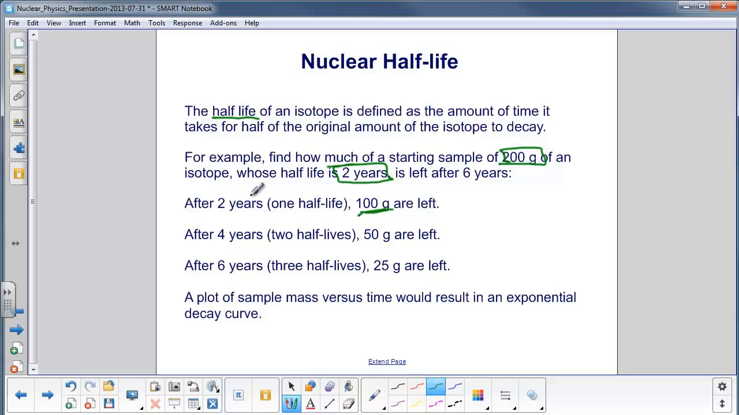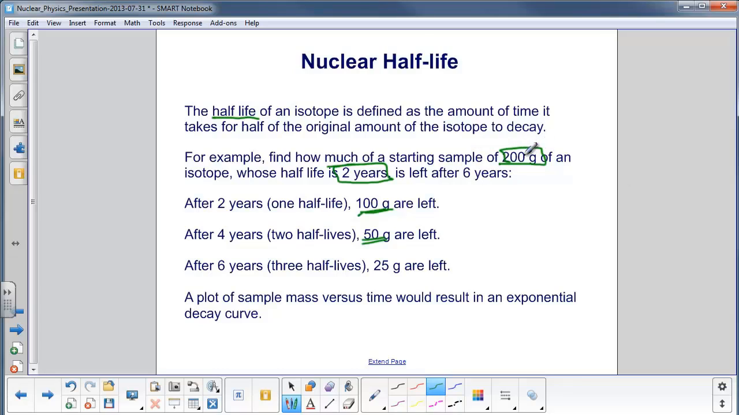2 more years, which will be a total of 4 years from the beginning, which is 2 half-lives, you're down to 50 grams. I wait another 2 years. Now this 2, 4, 6 is cumulative. This is 2 years from the beginning, 4 years from the beginning, 6 years from the beginning. So now, after 6 years, which is 3 half-lives, I take this 50 grams, cut it in half, and I'm left with 25.